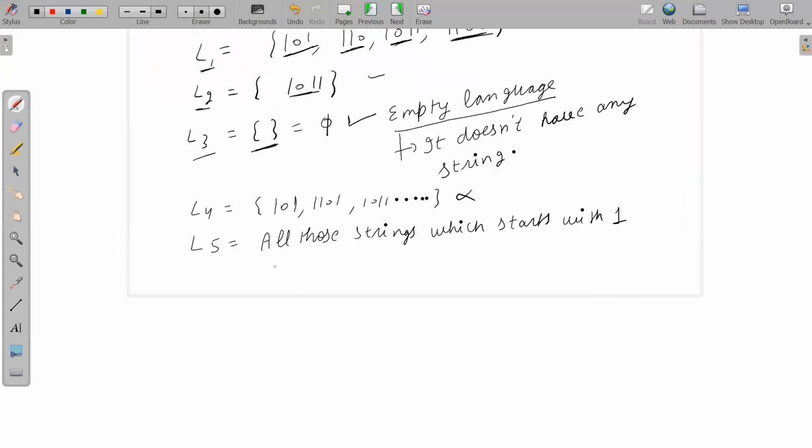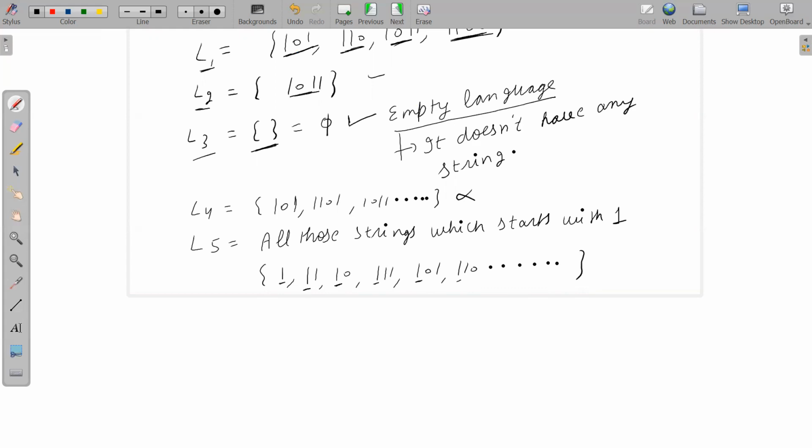You can list some strings of this language. Say the smallest string will be 1, because it is starting with 1. Second will be double 1, then 1 0, then triple 1, then 1 0 1, then 1 1 0, dot dot dot up to infinity. All these strings are starting with 1 only.